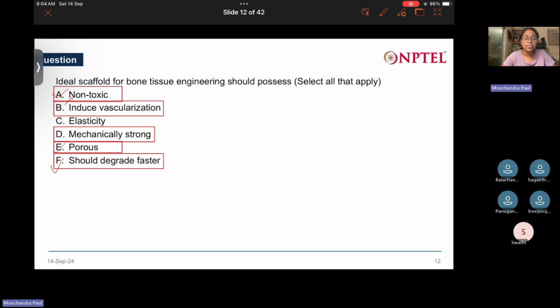Any queries here? Do you have any queries? Ma'am, what could be the pore size that can mimic the extracellular matrix? The range should be greater than 100 micron. Okay. All right. Anything else? All right.